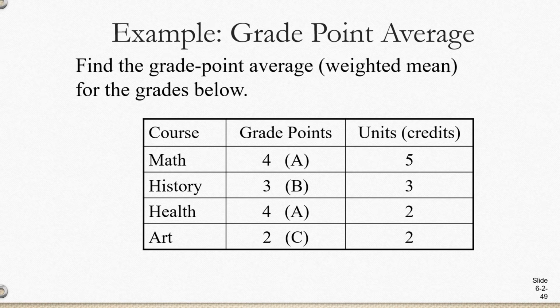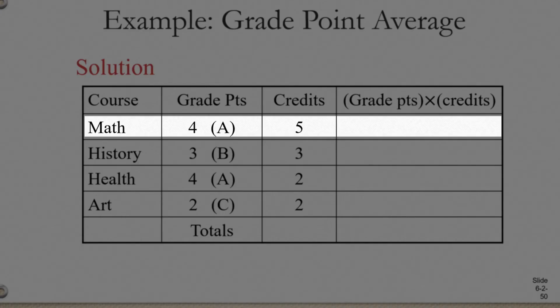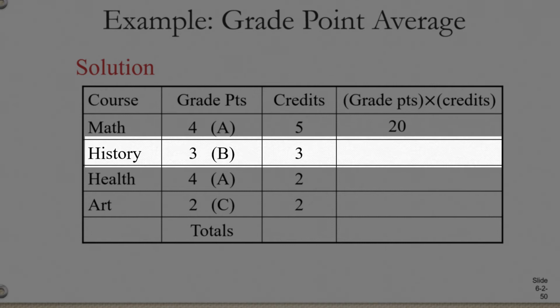So let's follow the steps of finding a grade point average. I've arranged the grade points and credits next to each other with an extra column for the products of the grade points times the credits. So in math, we got an A, which is 4 points, times 5 credits gives us 20 points altogether. History, we had a B, which is worth 3 points, times 3 credits, that's going to give us 3 times 3 is 9 points altogether.